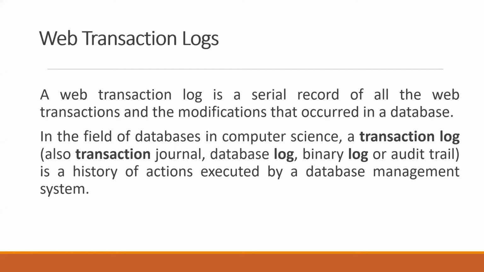So what is a transaction log? It's basically a transaction journal, or a database log, or binary log, or audit trail. So it is the history of actions executed by the database management system. As an example, I am going as a customer to a particular website and I search for my product. My data has been created. I buy the product. My data has been recorded. I make the payment online. And once I buy and use the product, I'll give my reviews. See, there's a lot of data which is created online. So those are basically called web transaction logs.